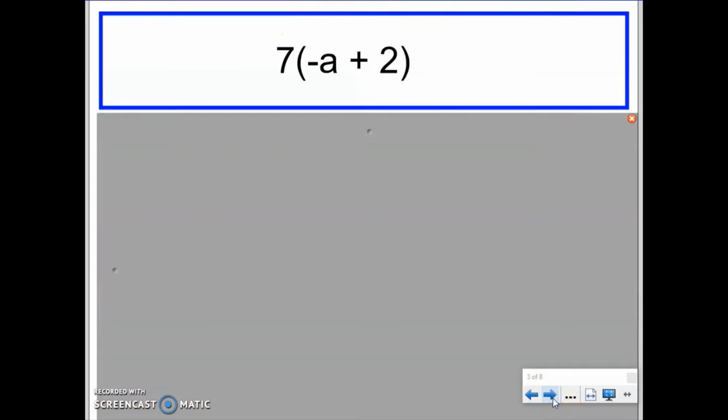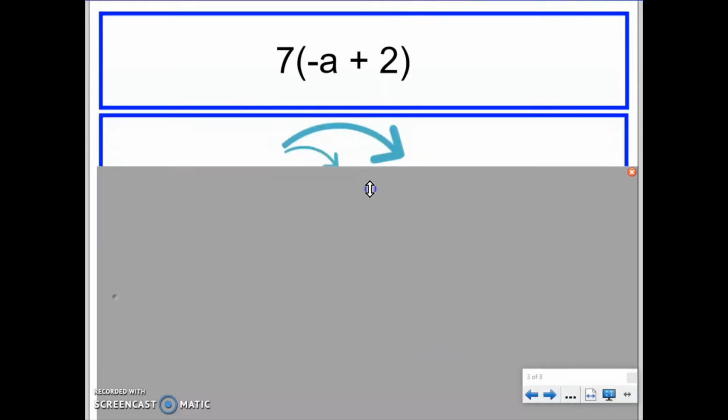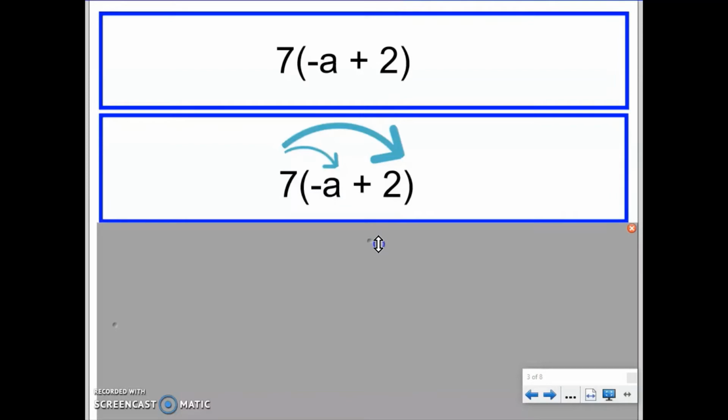That's my third example. Again, you can work ahead if you know the process by now. Two multiplications I'm going to work through are shown by the blue arrows. I'm going to do 7 multiplied by negative a, and then I'm going to do 7 multiplied by 2. Remember in algebra, if there's not a coefficient in front of a letter, if there's not a number in front of a letter, it means 1.